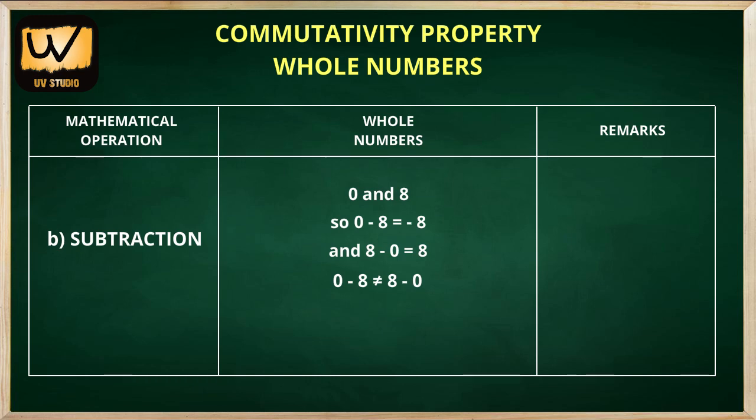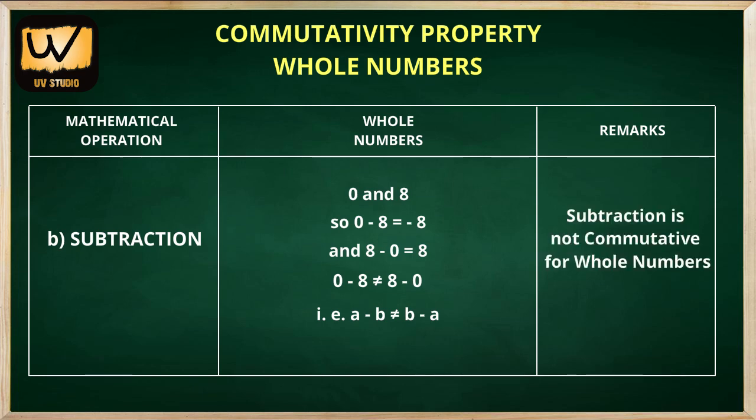First it was minus 8, now it is 8. So 0 minus 8 is not equal to 8 minus 0. That is A minus B is not equal to B minus A. So what is the remark or conclusion? Subtraction is not commutative for whole numbers.